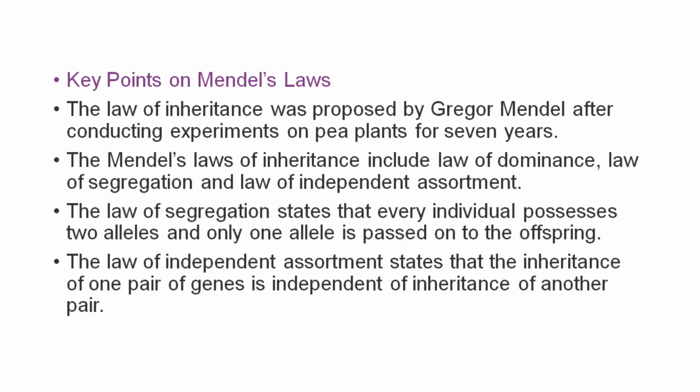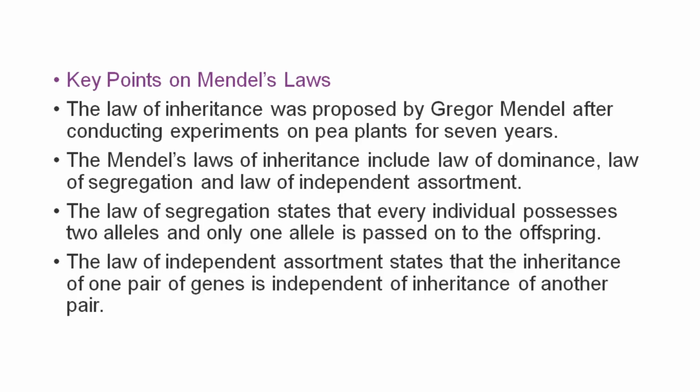Mendel's laws of inheritance include the law of dominance, the law of segregation, and the law of independent assortment. I said the law of segregation states that every individual possesses two alleles and one allele is passed to the offspring. 50% of the genetic material from one parent is passed to the next generation. Only alleles pass from parent to offspring, so they possess similar characters. Why? Because of the inheritance process, that means heredity.